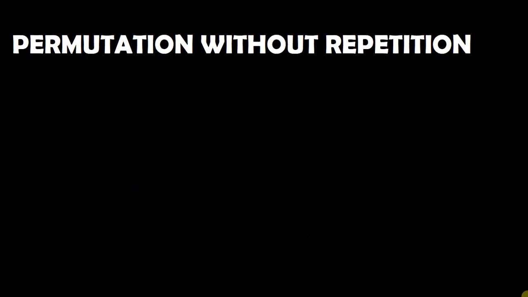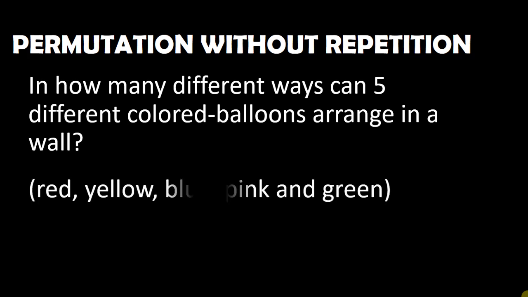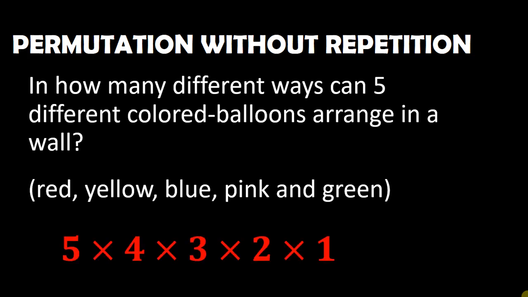Doon naman tayo sa permutation without repetition. So, hindi pwedeng maulit. For example, in how many different ways can 5 different colored balloons be arranged on a wall? Okay, so, for example, yung mga colors ng balloon ay red, yellow, blue, pink, at green. So, hindi sila pwedeng maulit. For example, nilagay mo sa una yung red. Hindi mo na pwedeng ilagay yung red sa pangatlo kasi nandun nga siya. So, gagawin lang natin that is 5 times 4 times 3 times 2 times 1. And that is equal to 120.